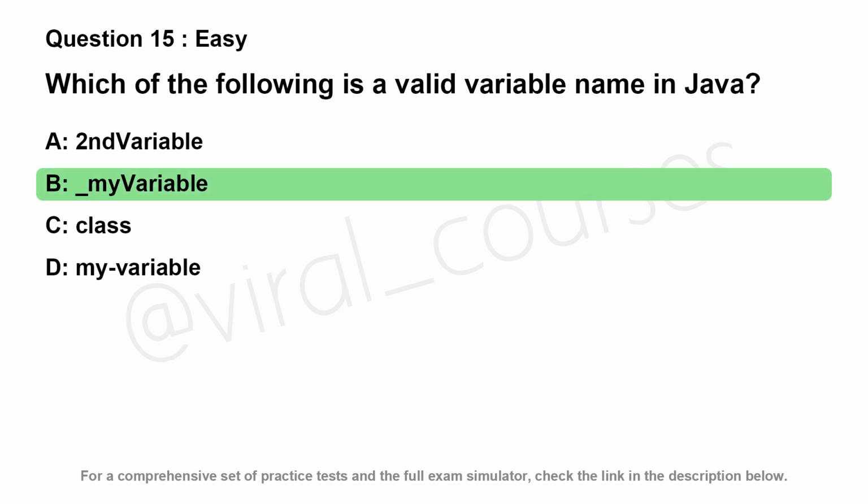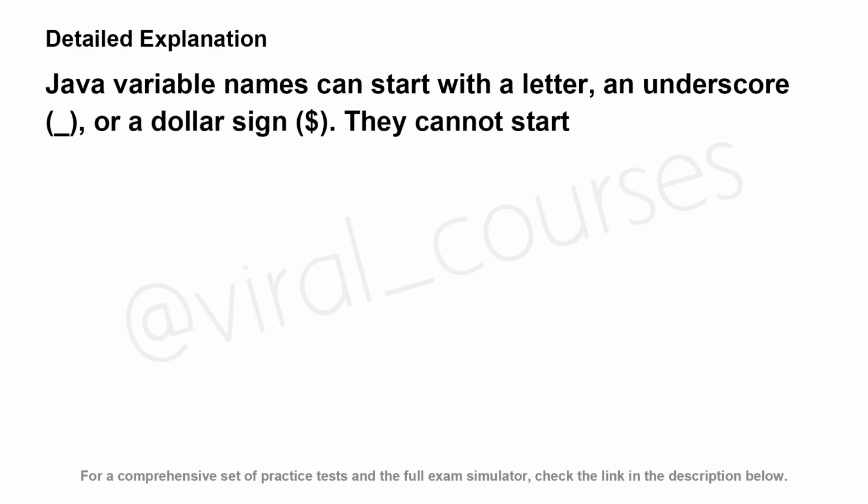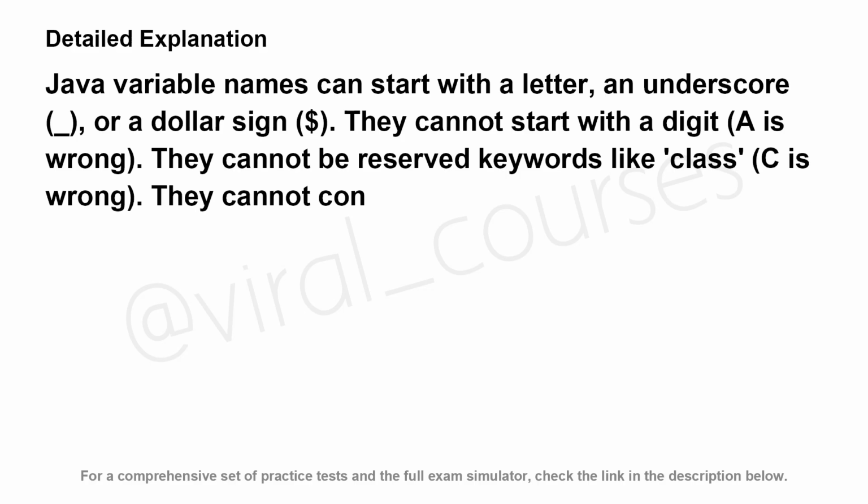The correct answer is B. Java variable names can start with a letter, an underscore, or a $ sign. They cannot start with a digit, so A is wrong. They cannot be reserved keywords like class, so C is wrong. They cannot contain hyphens, so D is wrong.